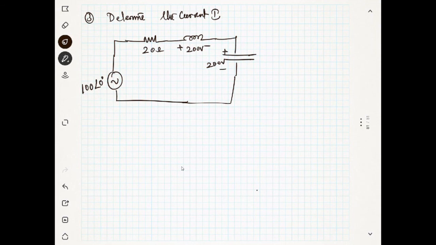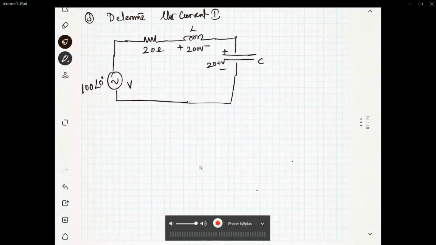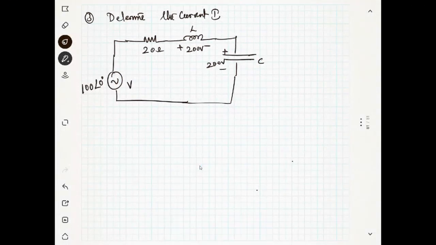Here you might have seen something very odd. I have written 200 volt across the inductor and 200 volt across the capacitor, and my power supply is only 100 volt. Do you get any point from that? It means the voltage across the resistance will be minus 300 volts.